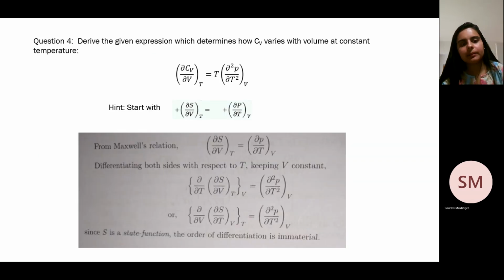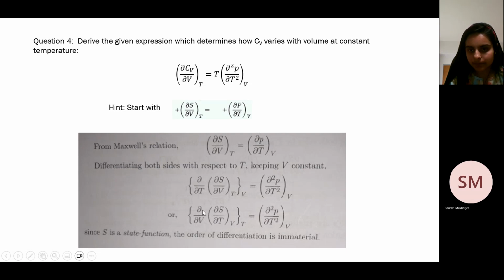And then we saw that the Maxwell relations also help us in understanding how these response functions change with different thermodynamic variables. Suppose you want to see how the specific heat at constant volume changes with volume, keeping the temperature fixed. Then you can start with this Maxwell relation. What this tells you is that if you differentiate both sides with respect to T, keeping volume constant, you can change the order because S is a state function. It's an exact differential. So if you interchange the order of differentiation, you would get an expression like this.